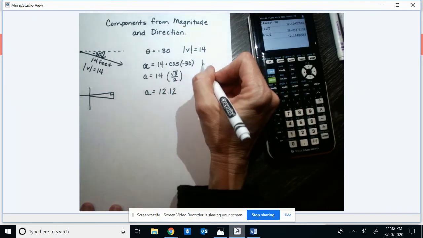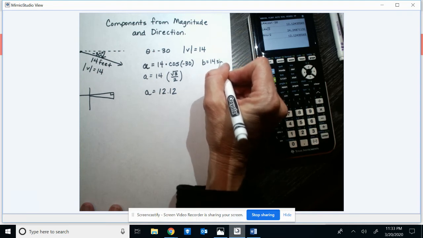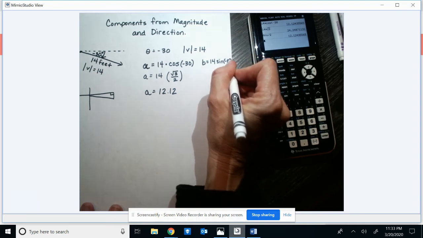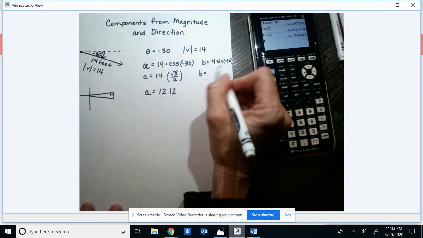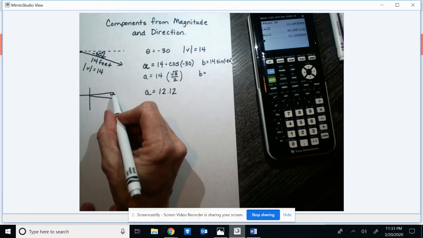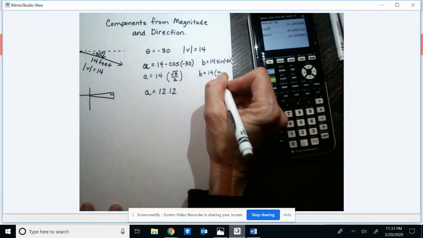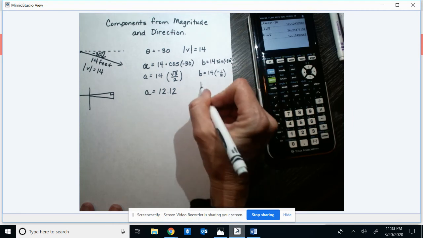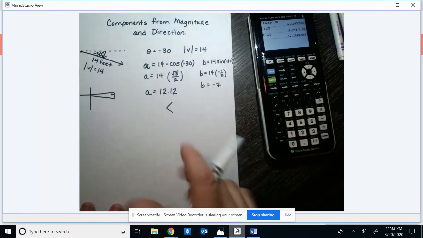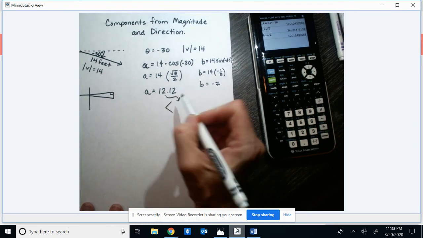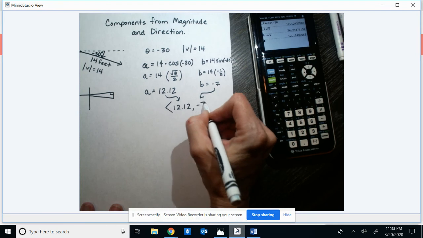To find our B value, it's going to be the magnitude, which is 14, times the sine of our angle, negative 30. So again, you can go to the calculator and do this, or you can look at your unit circle and you know that your sine value is negative 1/2. So 14 times negative 1/2, the B value is going to be negative 7. Therefore, the components of my vector are this A value, 12.12, and the B value, which is negative 7.